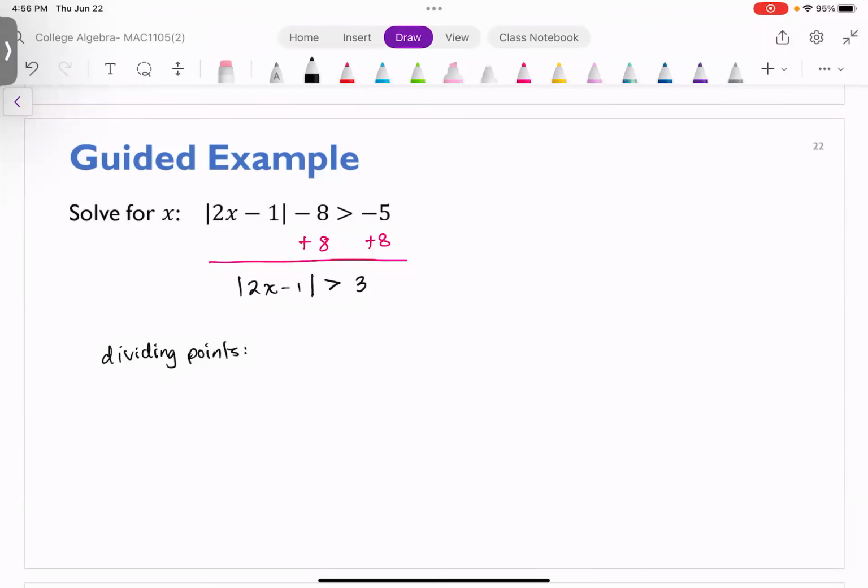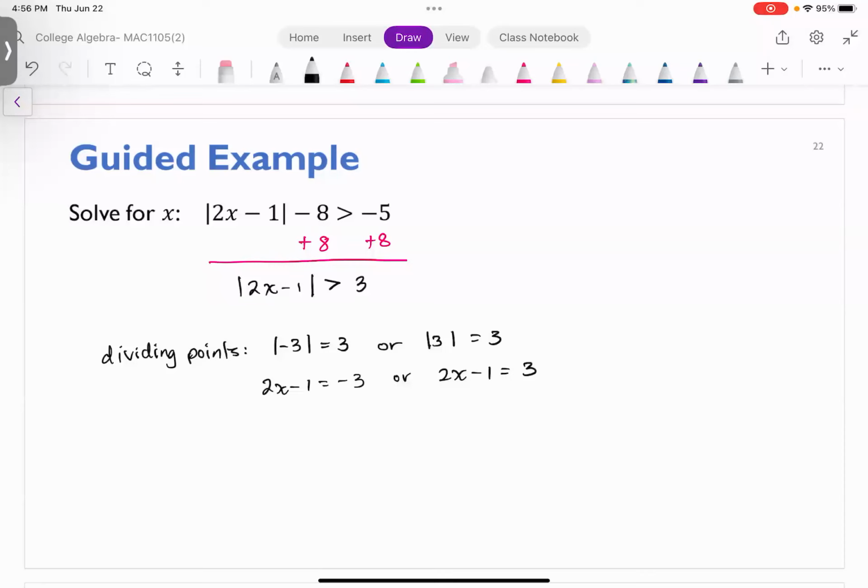So now I'm going to find the dividing points. I'm going to solve two equations. I'm going to solve one equation to see what would make this absolute value equal exactly 3. I would have the absolute value of -3 is equal to 3, or the absolute value of +3 is equal to 3. So my two equations are 2x minus 1 equals -3, or 2x minus 1 equals +3.